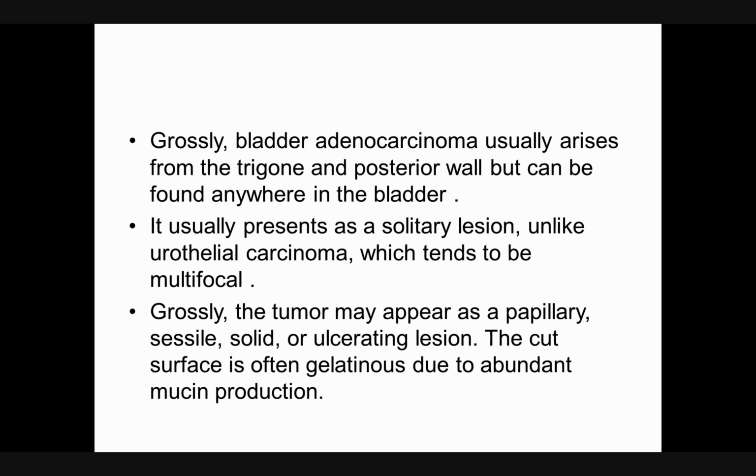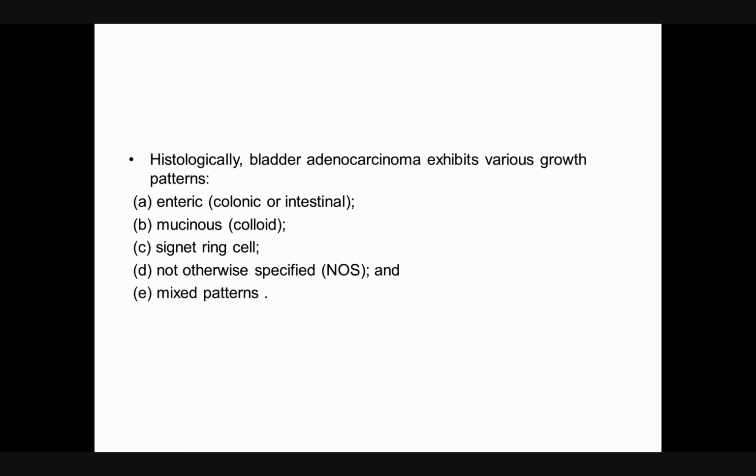Grossly, the tumor may appear as a papillary, sessile, solid, or ulcerating lesion. The cut surface is often gelatinous due to the abundant mucin production. Histologically, bladder adenocarcinoma exhibits various growth patterns like enteric, mucinous, signet ring cell, not otherwise specified, and mixed patterns.